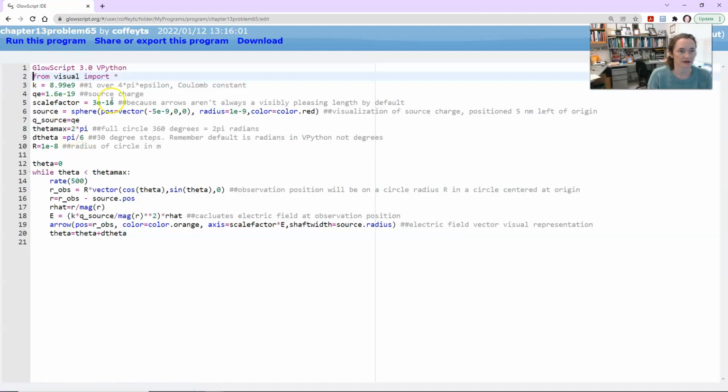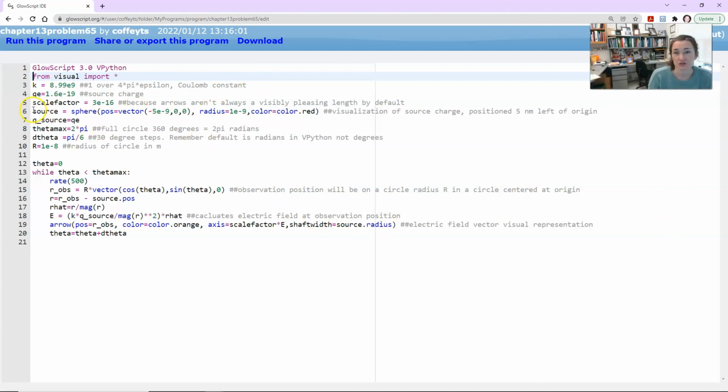And now let's go back and look at the program. Okay, so the front matter is very similar. What you're going to do in your front matter is define your constants and define your charges. So I called K 8.99 times 10 to the 9th. The Matter and Interactions textbook calls that one over four pi epsilon naught, but that's kind of long and I didn't want to type all that, so I just called it K. QE is the value of the source charge, and in this example, it's 1.6 times 10 to the minus 19 coulombs. It's like a proton, for example. Now, the scale factor is 3 times 10 to the minus 16. That is just to adjust the length of the arrows because I didn't want my arrows to be ginormous, okay, and I wanted them to all fit in the field of view.